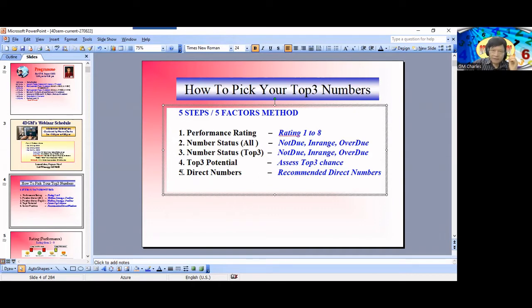Then the 4th step, of course, is to get direct numbers. Direct numbers, if you are already using a program, you should know there are 2 ways to get direct numbers. Anyway, I will tell you how, again, so that you know exactly how to get the direct numbers from GM. Okay.